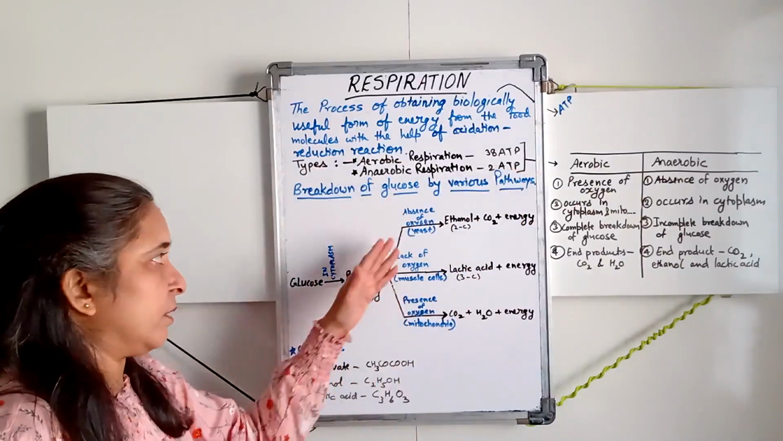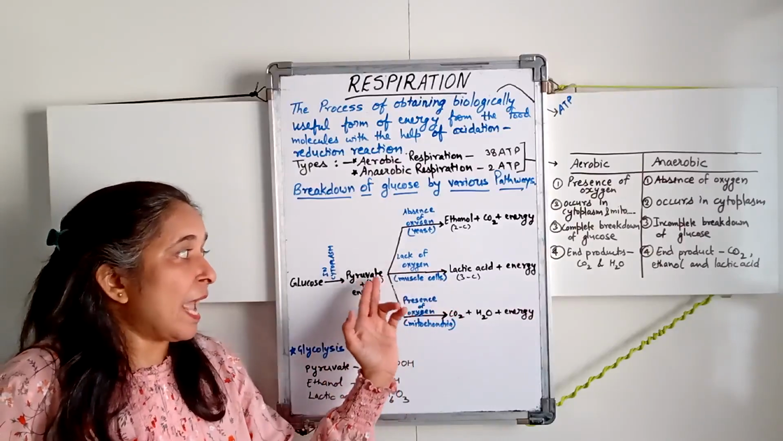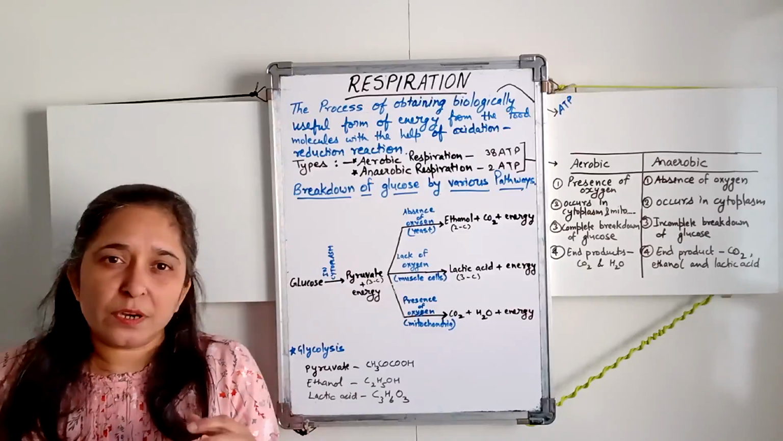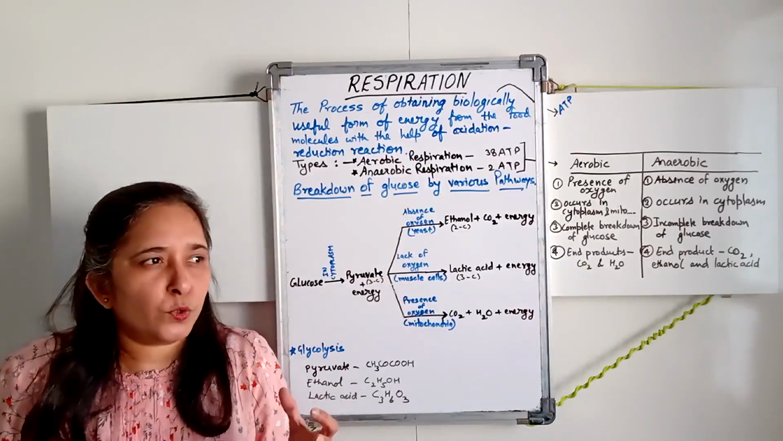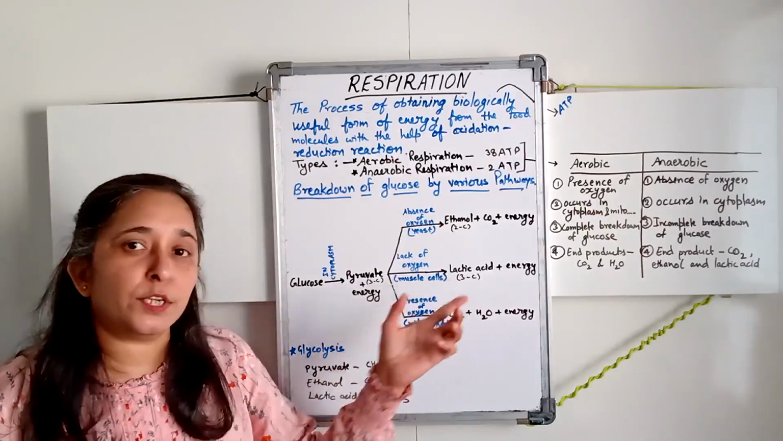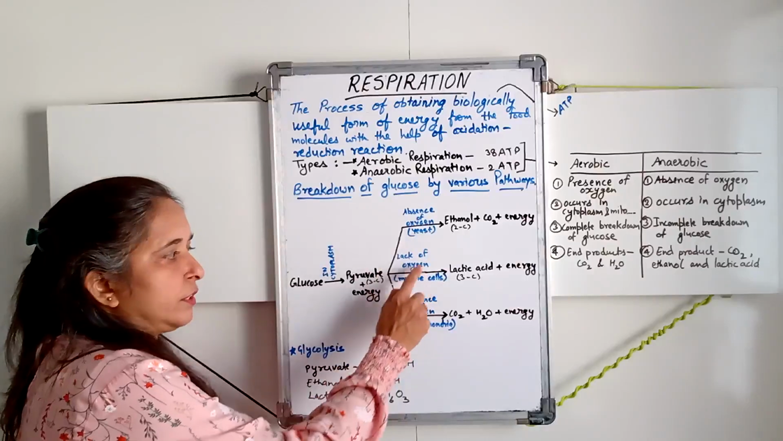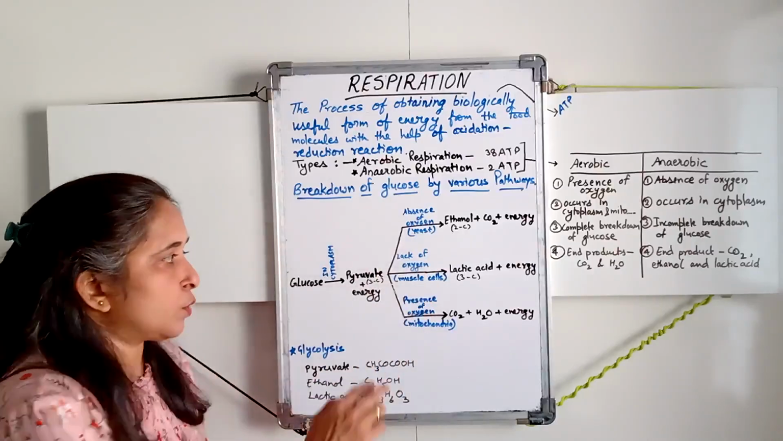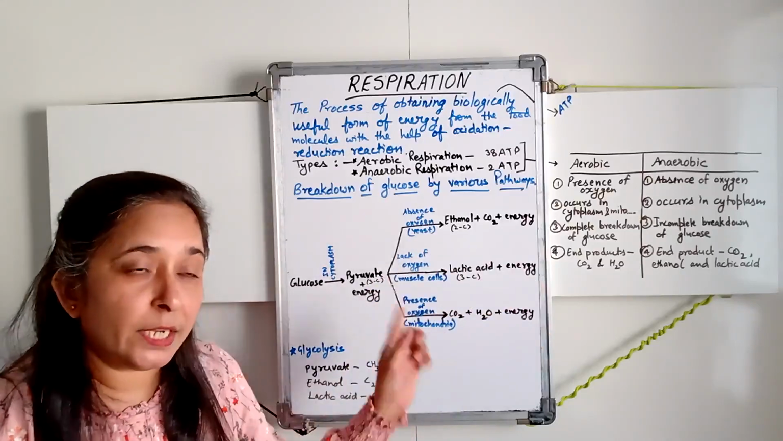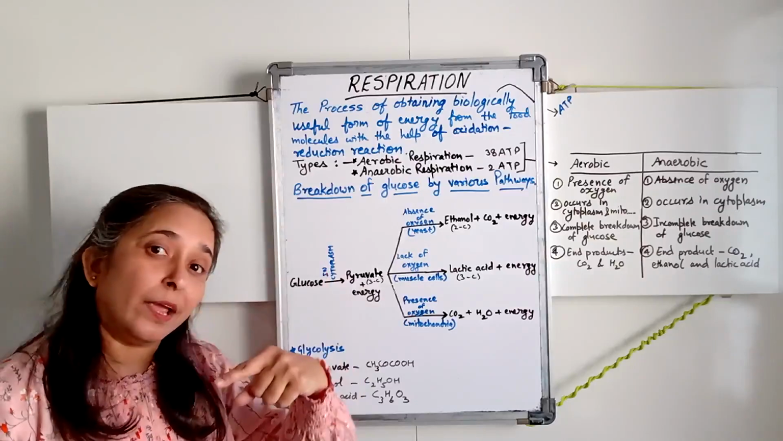Now, the second one, a different pathway: when pyruvate is under lack of oxygen. This is the case whenever you do a heavy workout. Sometimes you feel your muscles become stiff. That is because of the deposition of lactic acid. That case means lack of oxygen in the muscle cells. So what happens? The end product is lactic acid and energy. Here also the molecules of energy are fewer as compared to the aerobic one.